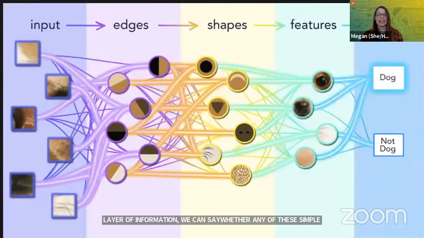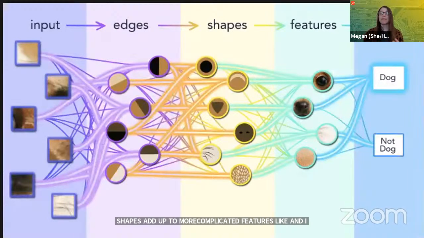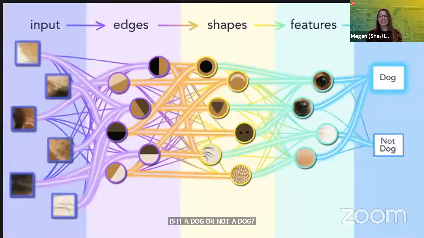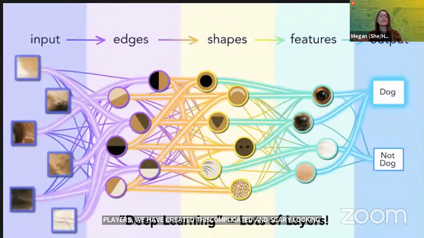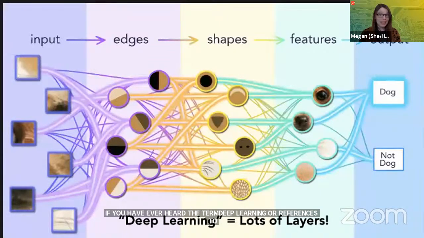By dividing the image recognition problem up into these different layers, we've built ourselves this really complicated, scary looking diagram full of nodes connected by lines. And this is what neural net diagrams tend to look like. But once you know that all that's going on here is this progression of information gathering from simpler to more complex features, it gets a lot less scary. And by the way, if you've ever heard the term deep learning or references to something called a deep neural network, well, this is exactly what that means. Lots of intermediate layers breaking down the problem and gathering information at each step, building up from the simplest layer up to the most complex.